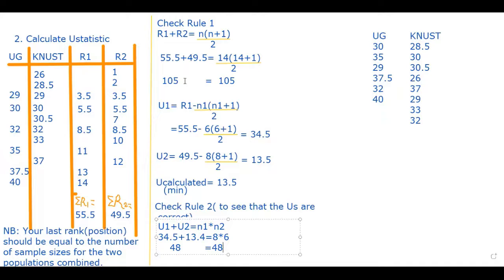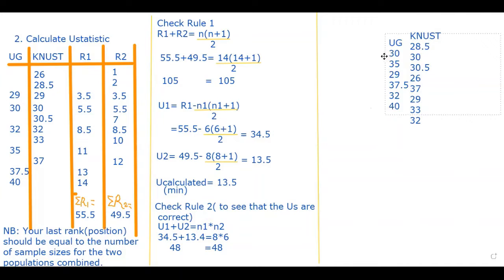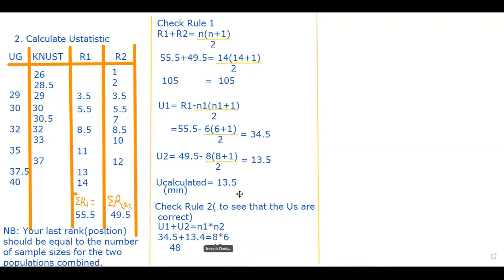So we are on track. Yes. 8 times 6 is also 48. So we are on track. Now, it's very, very important to check, because if you don't check, your decision, everything will be wrong. And your decision or your conclusion carries the higher mark. Do you get it?